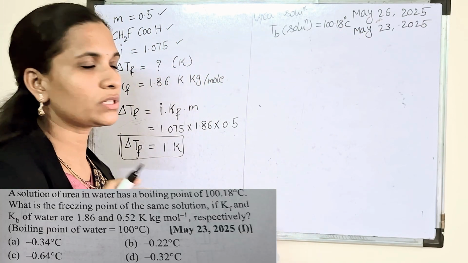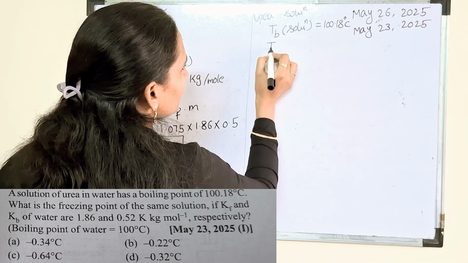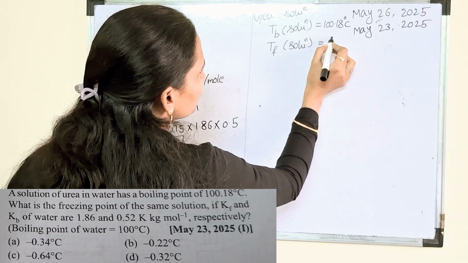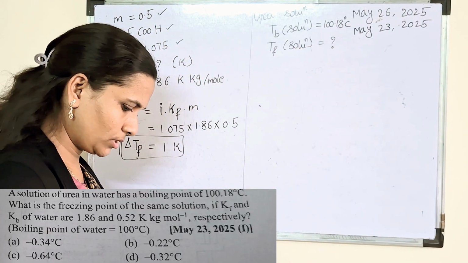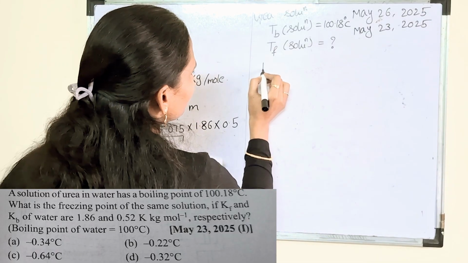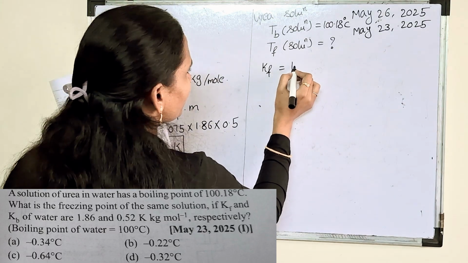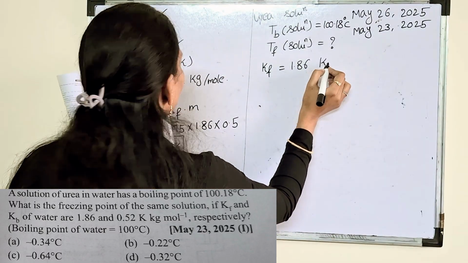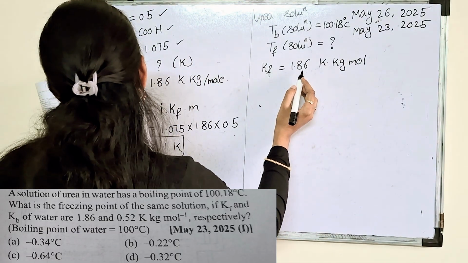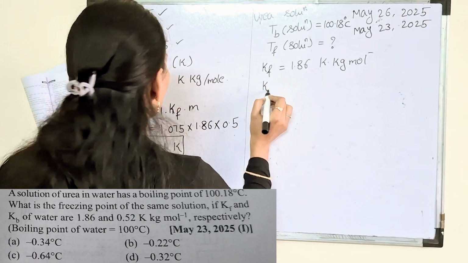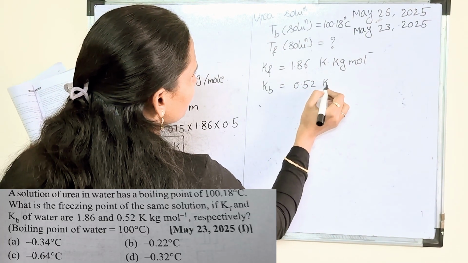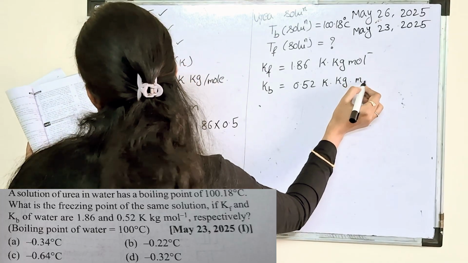What is the freezing point of the same solution? They are asking for Tf of the solution. Keep the question mark. After that, Kf and Kb of water are given. Kf of water is 1.86 Kelvin kg per mole, that is Kf equals 1.86 Kelvin kg mole inverse. Next, Kb is 0.52 Kelvin kg mole inverse.